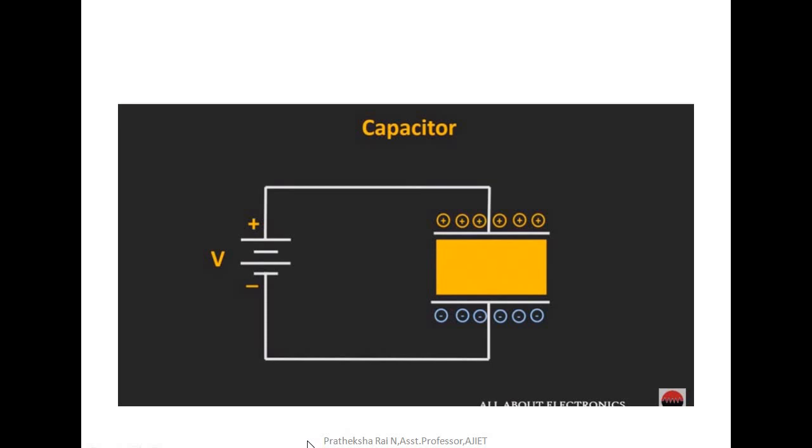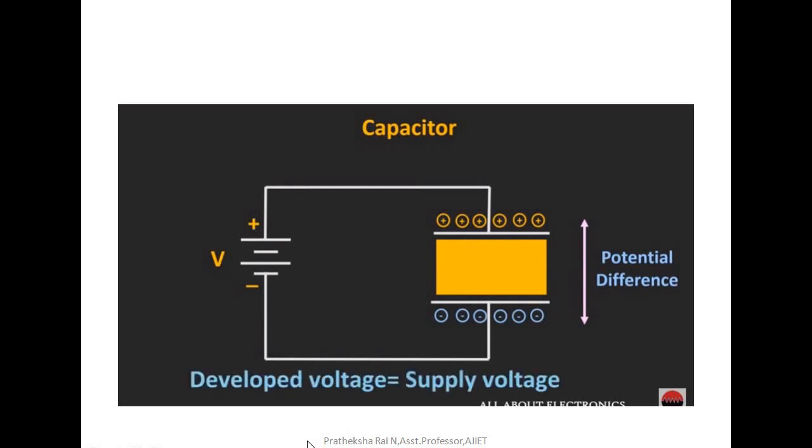Or we can say that the top plate will get positively charged while the bottom plate will get negatively charged. And because of the charged particles, the potential difference will get developed across the two plates. Now the building of charges across the two plates will continue till the point the potential difference that is developed across the two plates is equal to the supplied voltage.